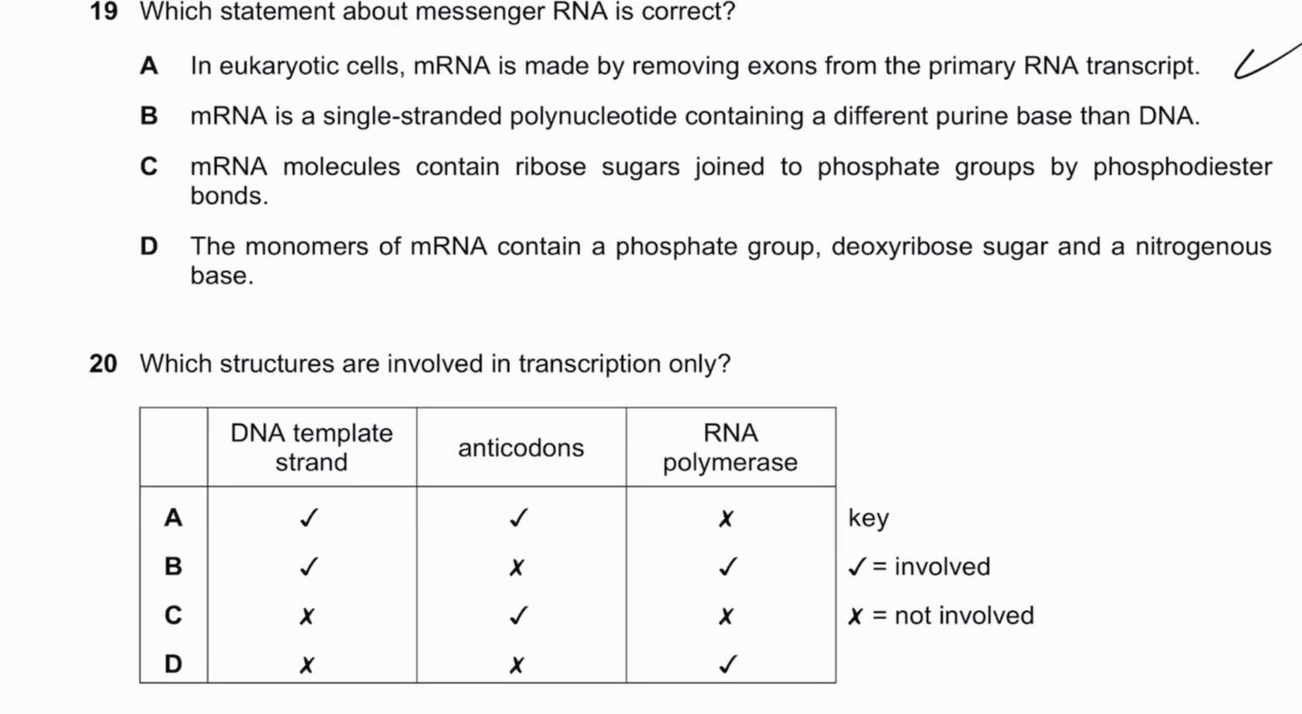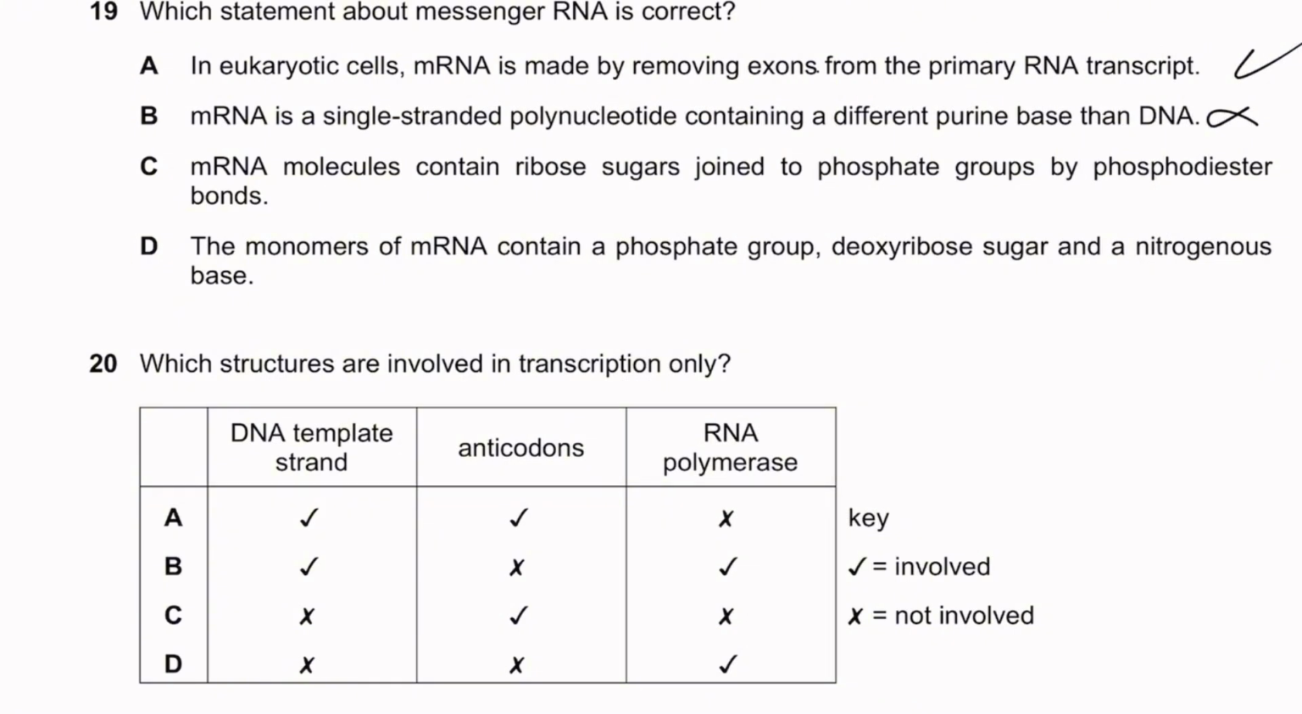mRNA is a single-stranded polynucleotide containing a different purine base than DNA. Actually, it's a pyrimidine base. mRNA contains uracil, whereas DNA contains thymine. Both thymine and uracil are pyrimidines. mRNA molecules contain ribose sugars joined to phosphate groups by phosphodiester bonds. That is actually true.